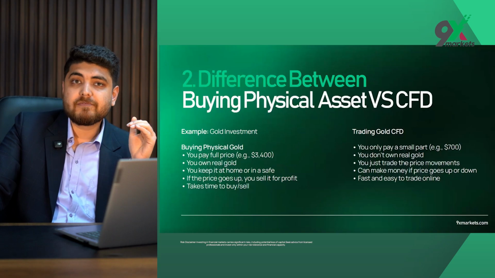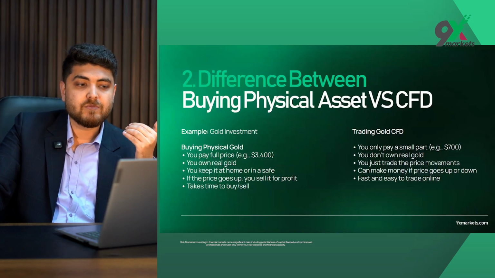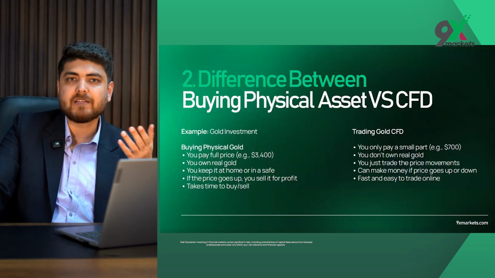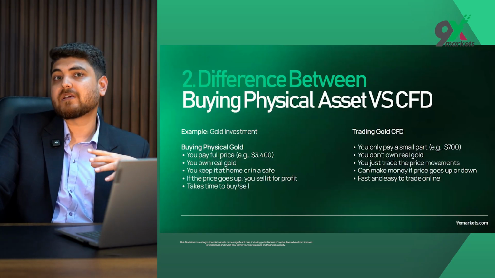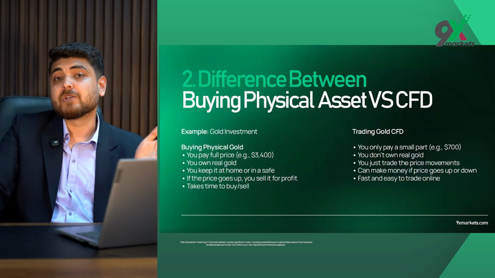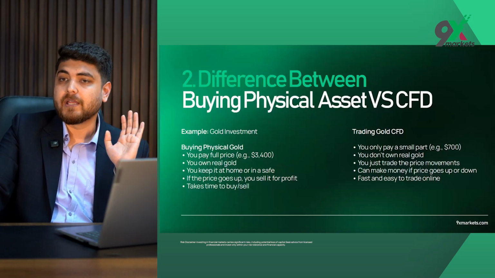So if, for example, after 6 months the price goes from 3,400 to 4,000, let's take a real example. Right now gold is around 5,000 something. From this price, whoever bought it is already $1,600 in profit, correct?